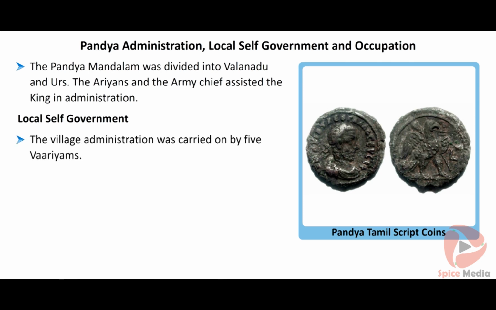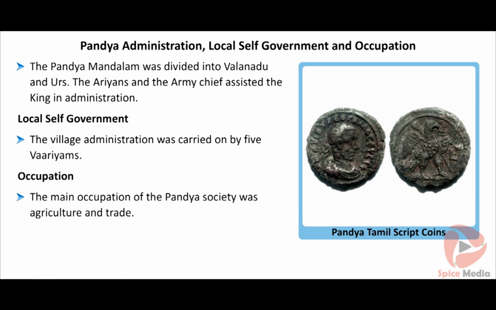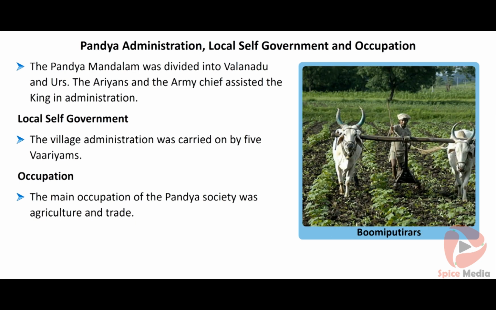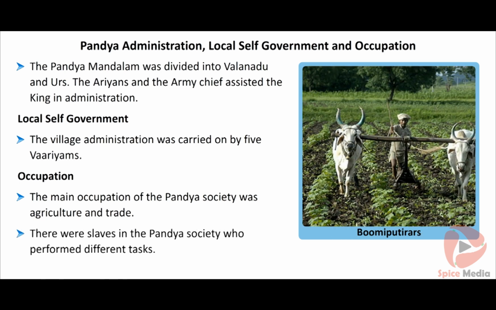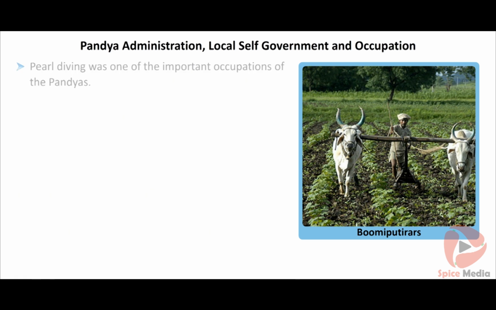At the end of the topic, you will be able to understand the pattern of Pandyan administration, analyze their contribution to literature, art and architecture, and appreciate their painting skills. The Pandya Mandalam or Pandya Empire was divided into Valanadu and Urs. The ministers and their army chief assisted the king in administration. There were special officers for maintaining accounts and for collection of taxes.